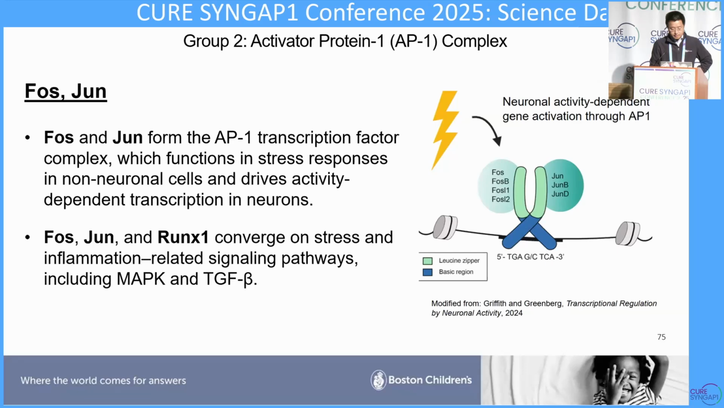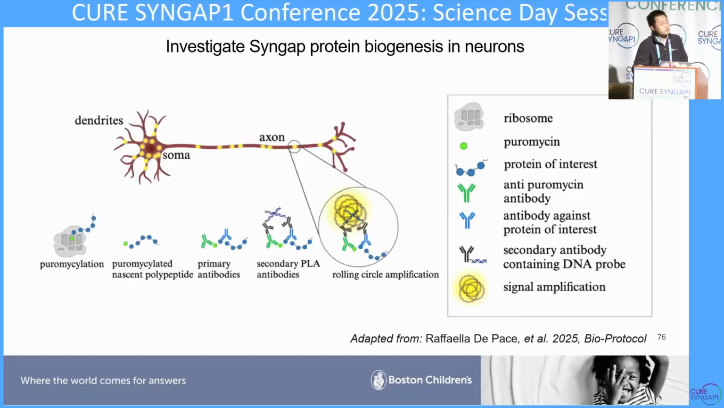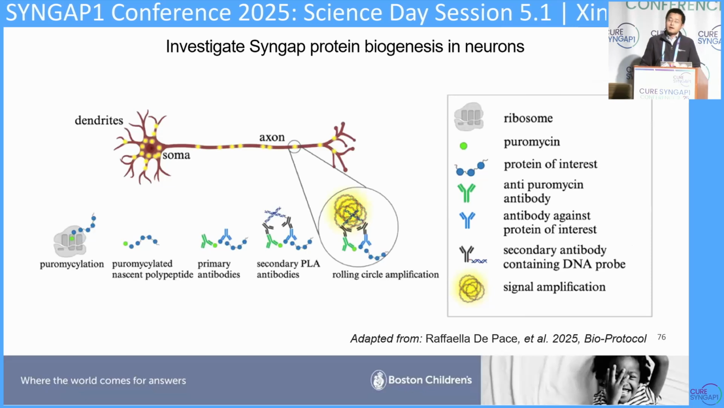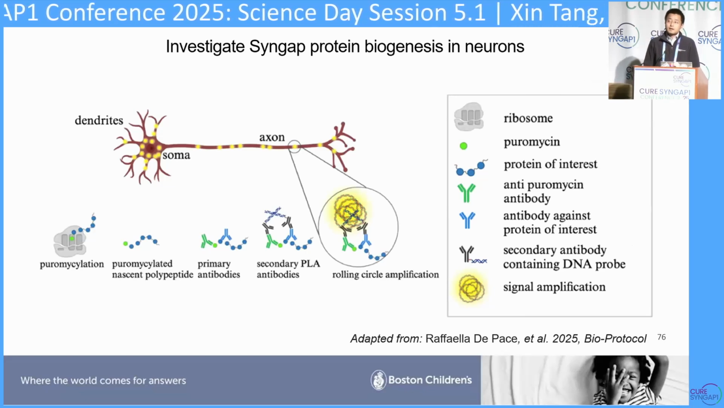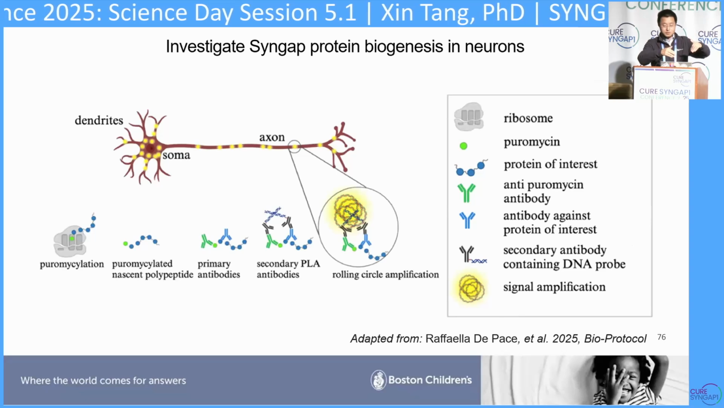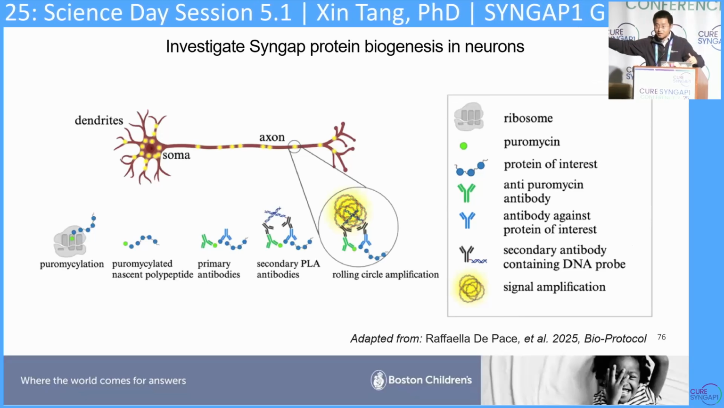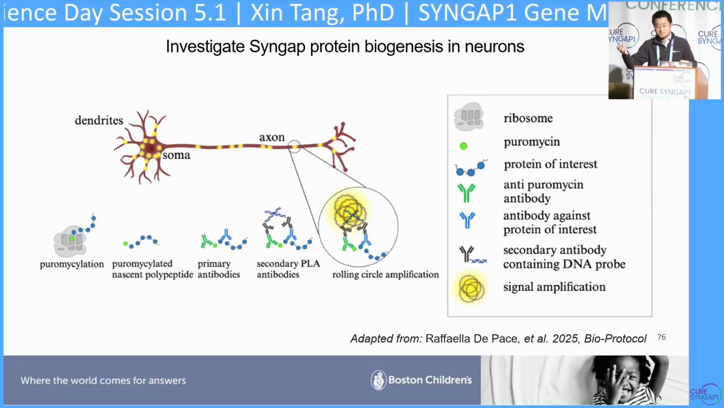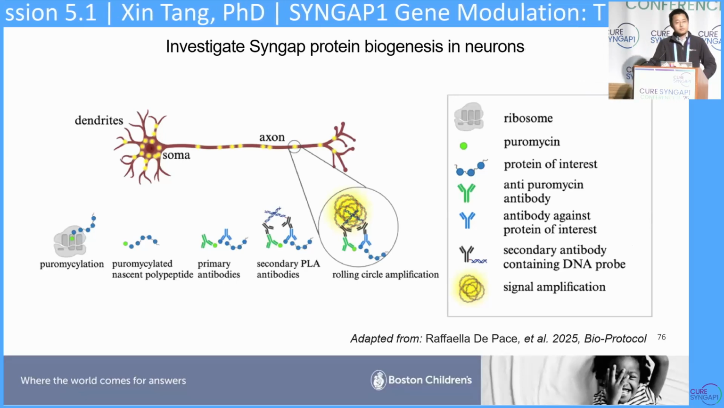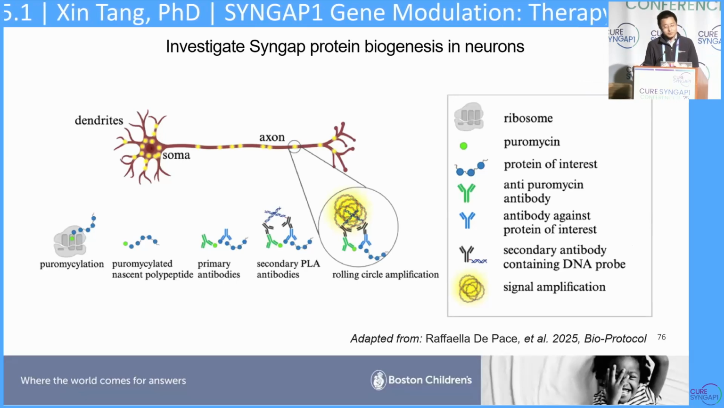When I step further to look at the biogenesis of SYNGAP protein, our hypothesis is this: you have a drug induction for a very short period of time, and then you have a very long period of protein. Either the protein is very stable, or somehow the RNA is very stable, right? So we want to look at where this protein is produced.